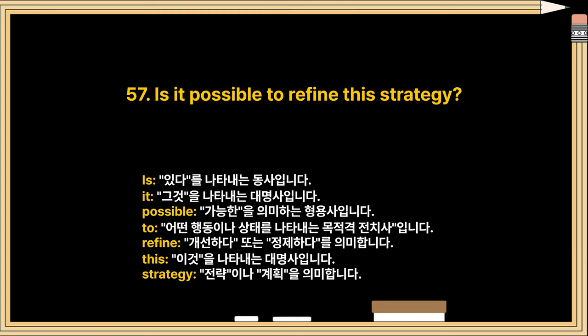Is it possible to refine this strategy? Is it possible to refine this strategy?